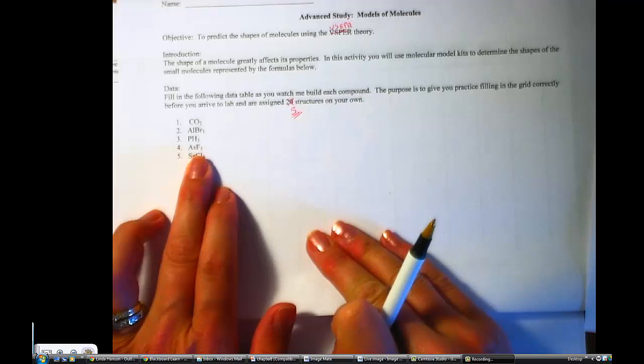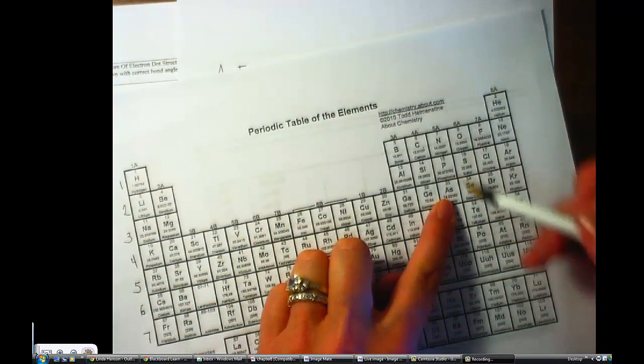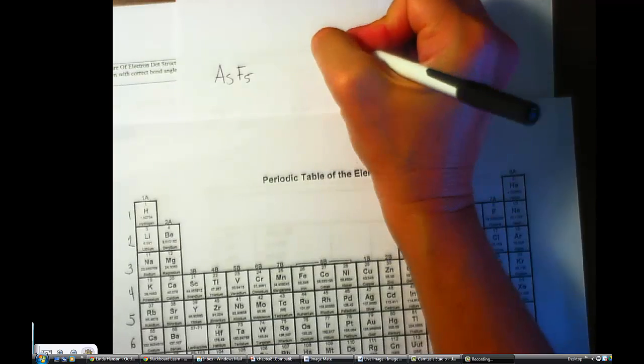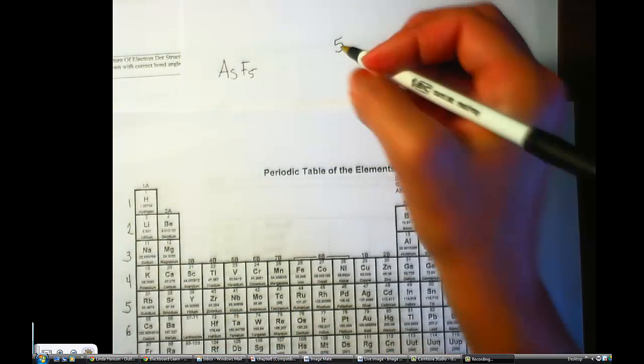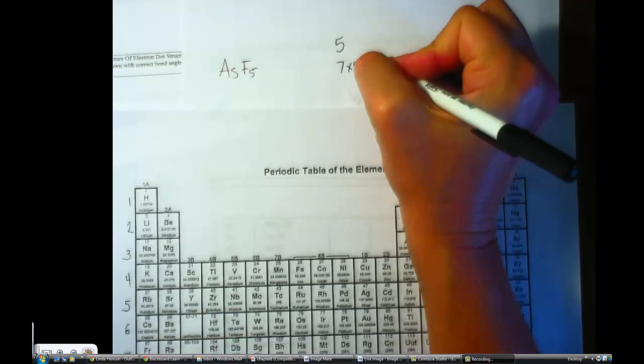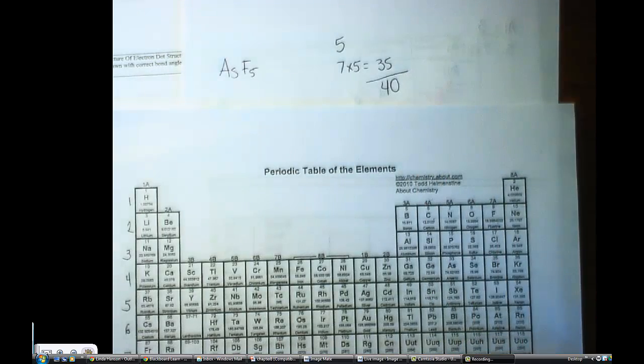Let's consider number 4, which is arsenic pentafluoride, AsF5. We'll go to scrap paper first. Let's tally up how many electrons we get in AsF5. Arsenic, which is As, lives in group 5, so it will be donating 5 electrons to the molecule. And fluorine lives in group 7, and there's 5 of them there. So here we have 35 electrons for a total of 40 electrons by the time we're done creating our molecule.